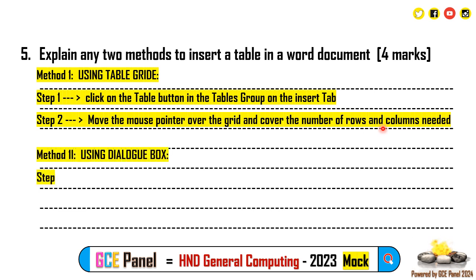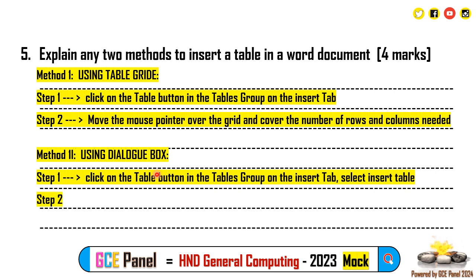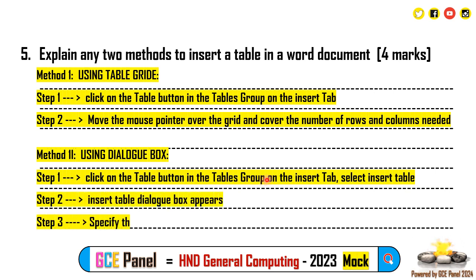The second method is to use a dialog box. For a dialog box, you go to Insert, then you go to the table button in the table group in the Insert tab, and you select Insert Table. A dialog box will appear. When the dialog box appears, you type in the number of rows and the number of columns and click OK, and that table will appear.